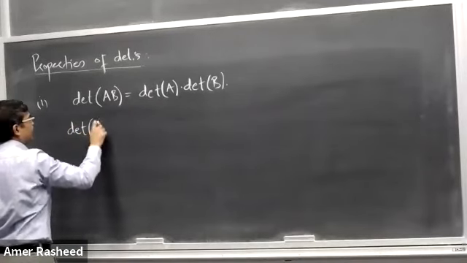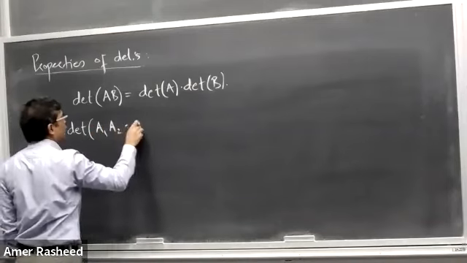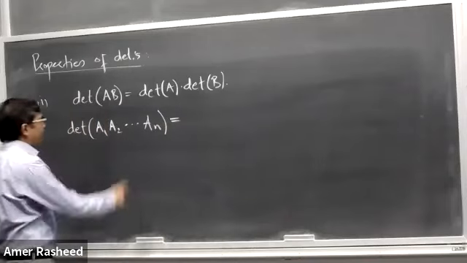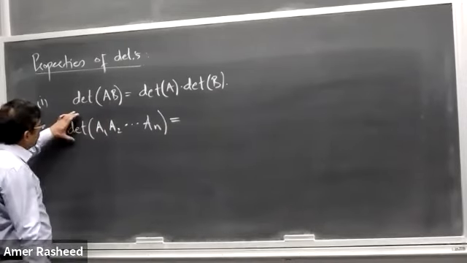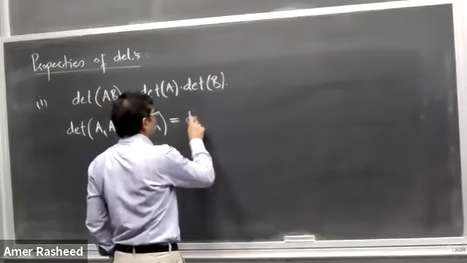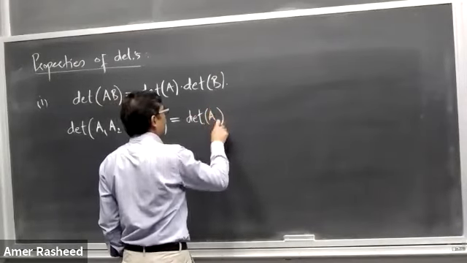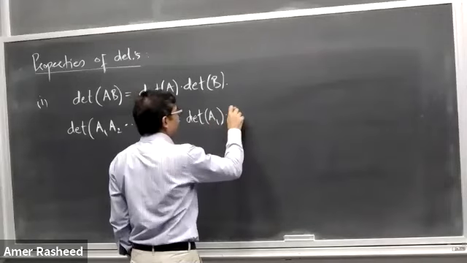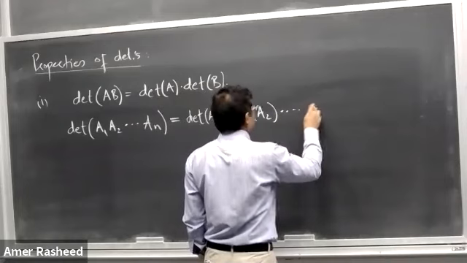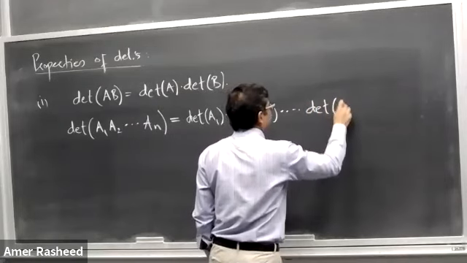So we can write determinant of A1, A2, and so on, up to AN, the product of any number of matrices. If you want to calculate the determinant of this product, this is equal to the product of their individual determinants. So this is how it works in the determinants.